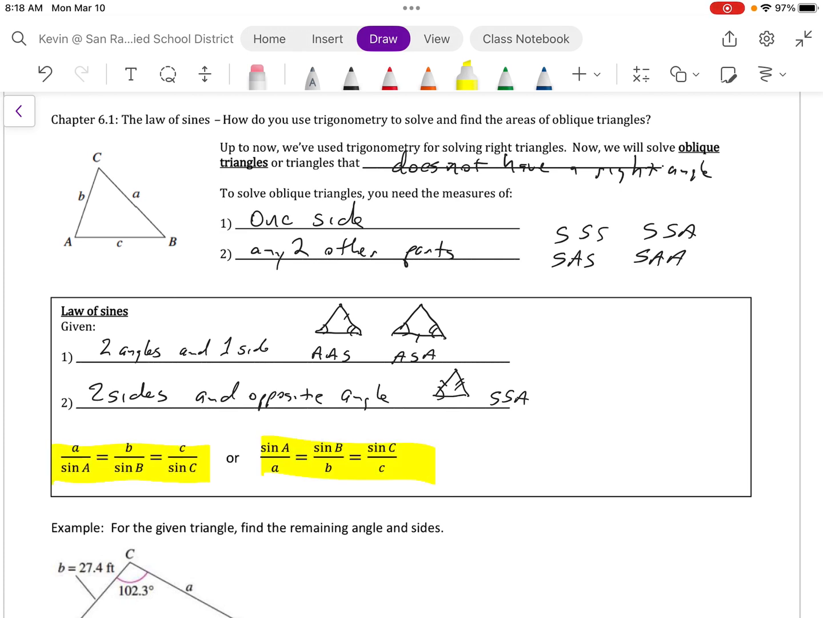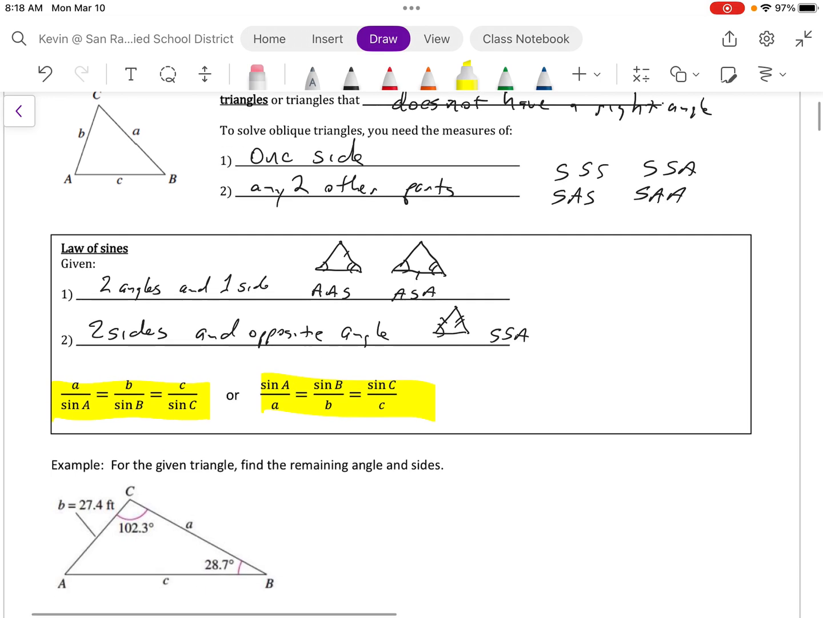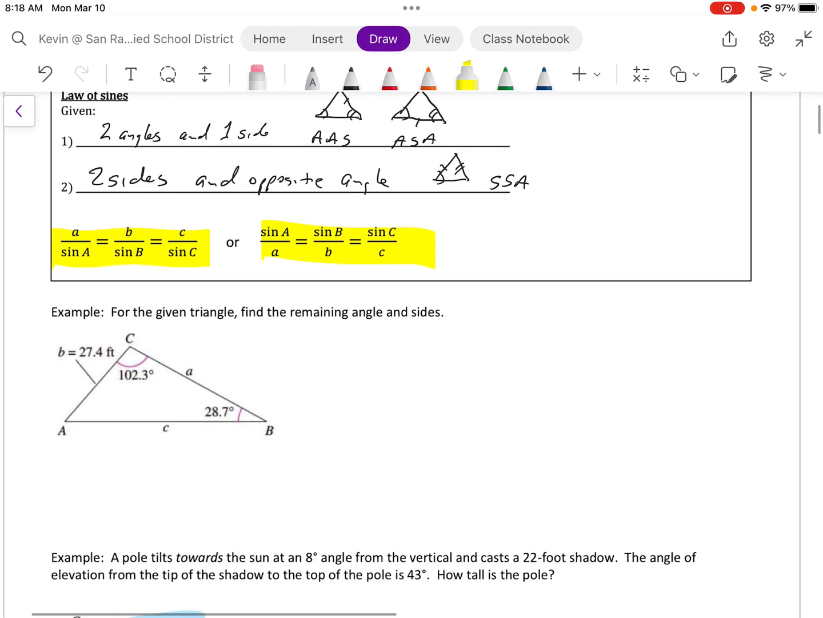Okay. And if you have any of those situations, then you can use the law of sines, which are these ratios. The length of the side over the sine of the angle is going to be equal for all of those. So we can use that to find any of the angles or sides.